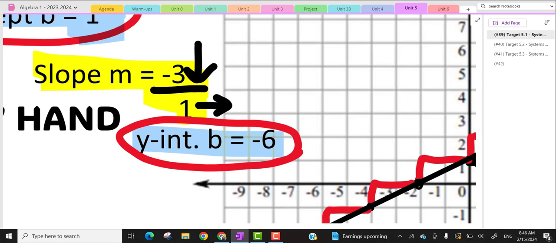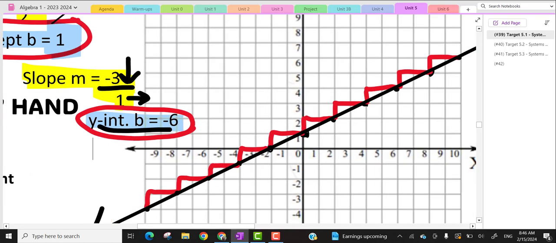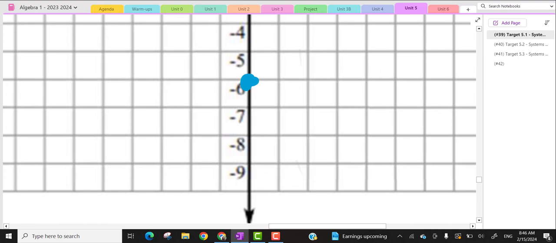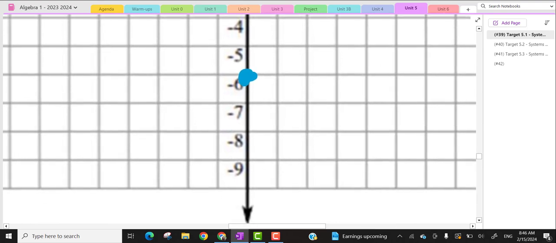Okay? So you have to start at this point. So necesitas empezar tu gráfica en -6. So we are going to go down 3, abajo 3, derecho 1. So down 3, right 1, and there's our next point.